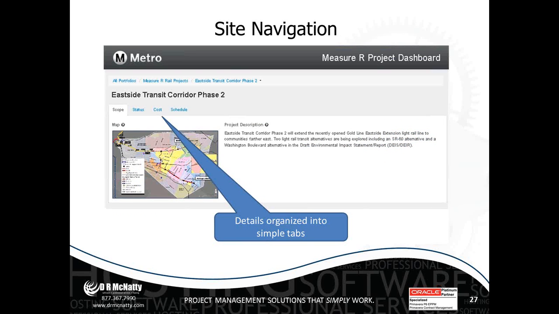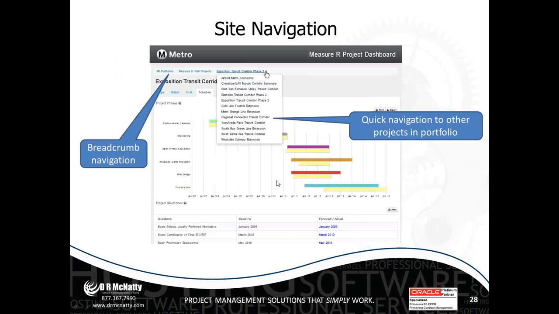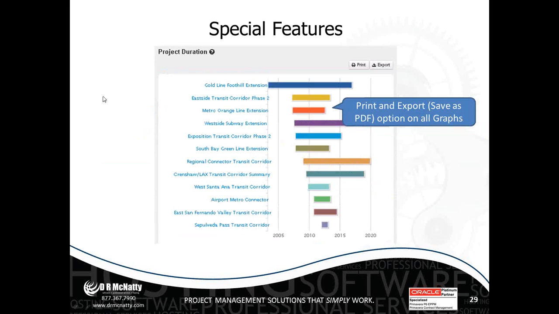We use simple tabs. So if we're within a single project, we've got information on the scope, the status, the cost, and the schedule. And it's just very simple to click these tabs to move into the specific information that you want. And when you're looking at one project on the breadcrumb navigation up at the top, you can actually click a down arrow and get a complete list of all of the other projects and very easily be able to click and move to another project from whatever project that you're working on.